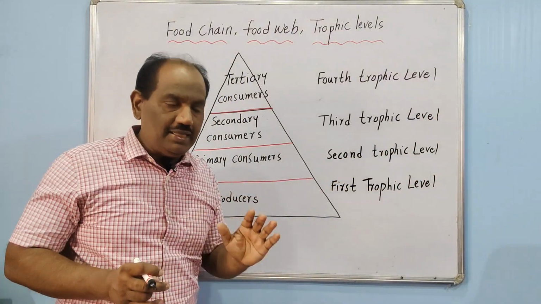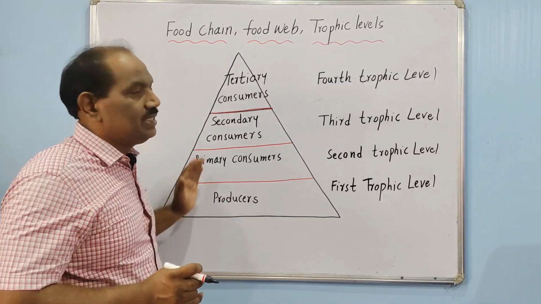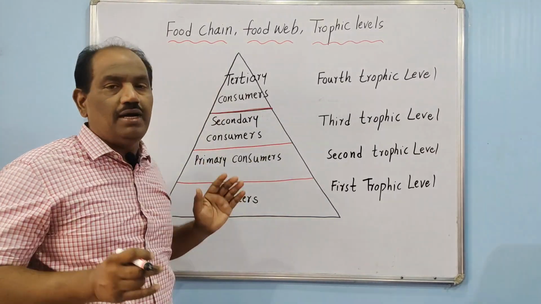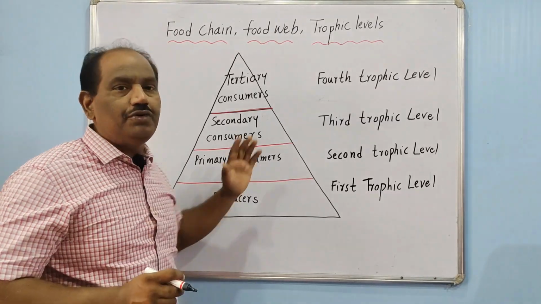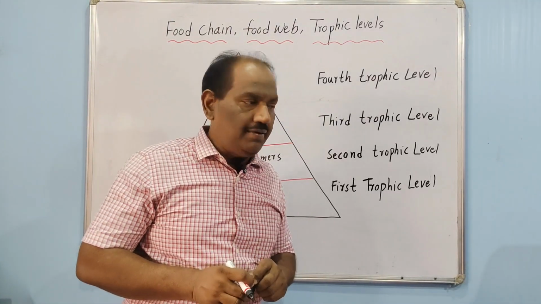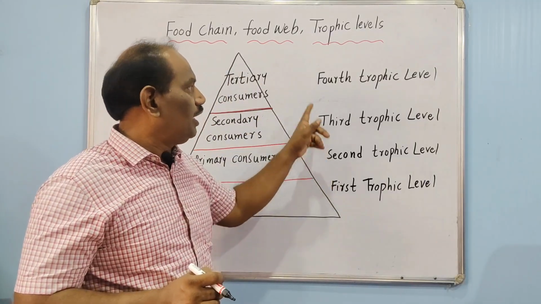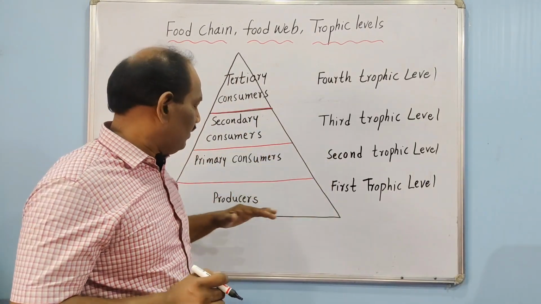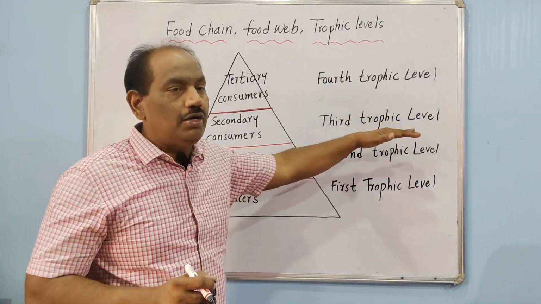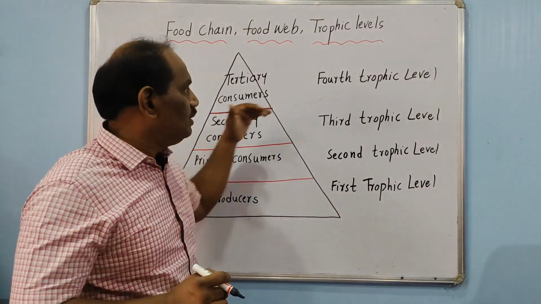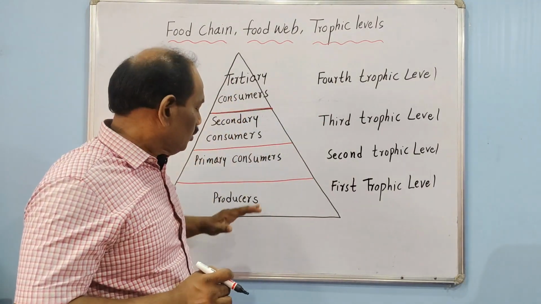A trophic level is nothing but each step or level of the food chain. Here, how many trophic levels are there? 1, 2, 3, 4. First trophic level, producers. Second trophic level, primary consumers. Third trophic level, secondary consumers. Fourth trophic level, tertiary consumers.